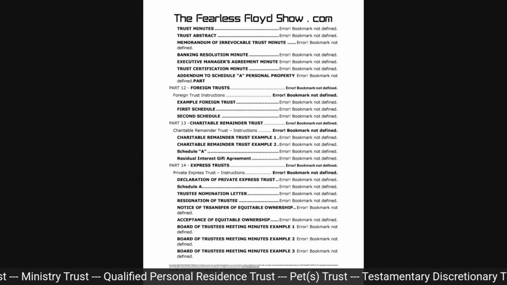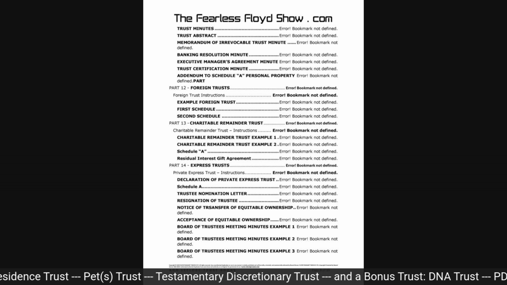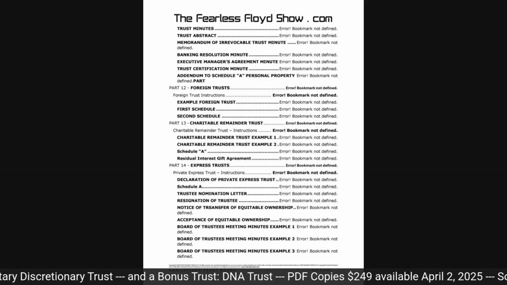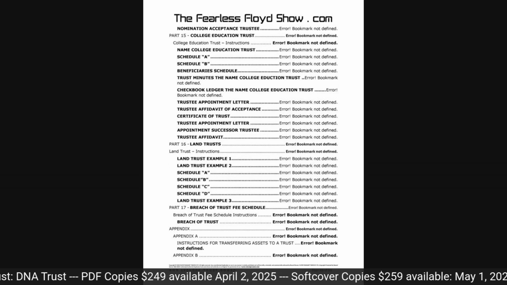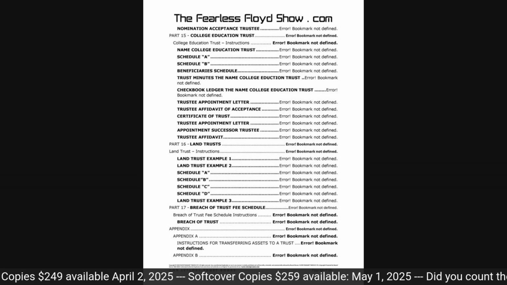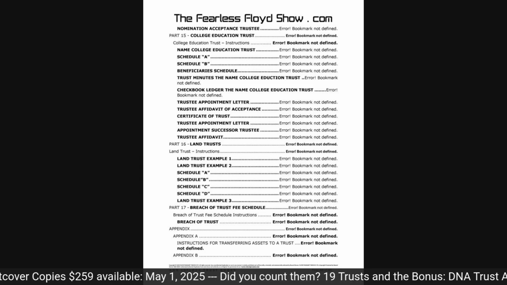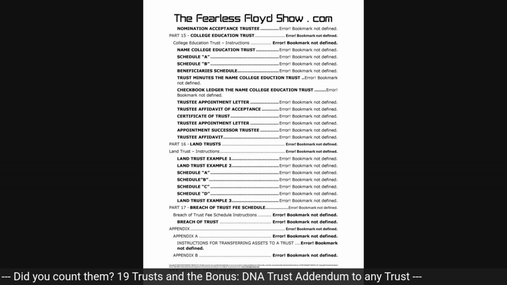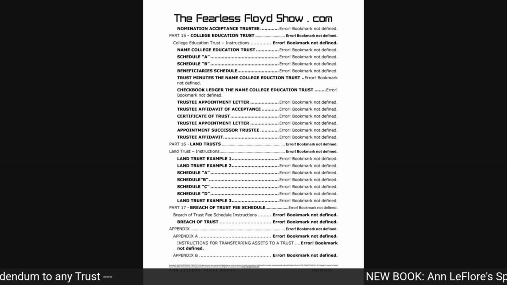Part 14, express trusts. Declaration of private express trust, Schedule A, trustee nomination letter, resignation letter, notice of transfer of equitable ownership, acceptance of equitable ownership, board of trustees meeting minutes, examples 1, 2, and 3. Nomination, acceptance of trustee. Part 15, college education trust: name college education trust, Schedule A, Schedule B, beneficiary schedule, trust minutes of the name college education trust, checkbook ledger, trustee appointment letter, trustee affidavit of acceptance, certificate of trust, trustee appointment letter, appointment of successor trustee.